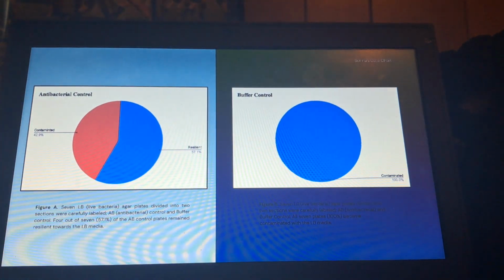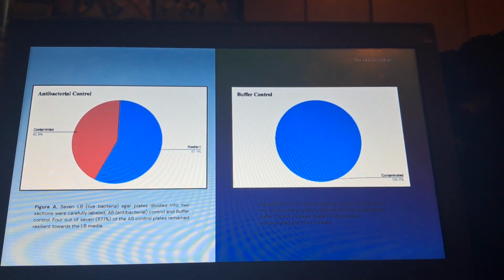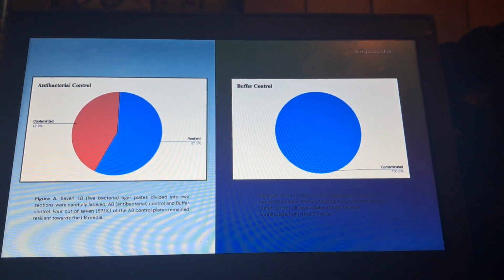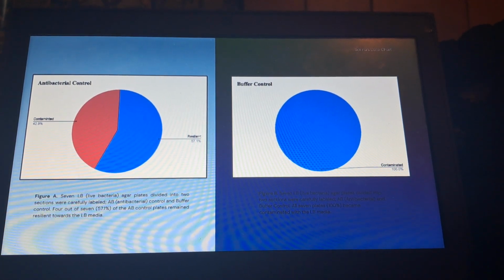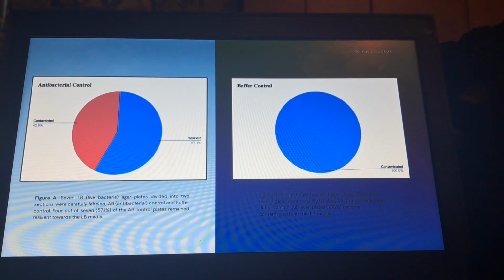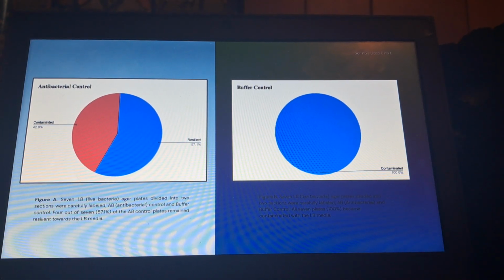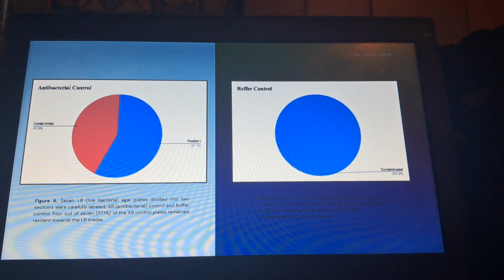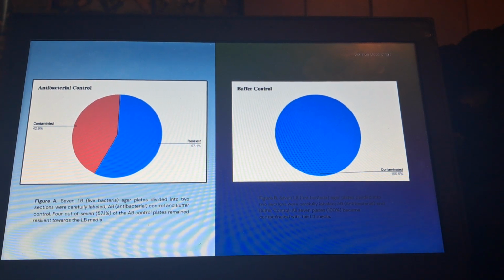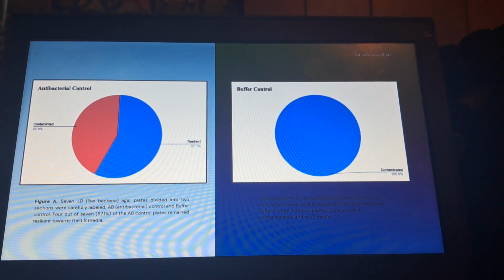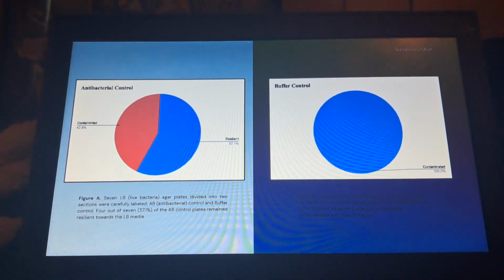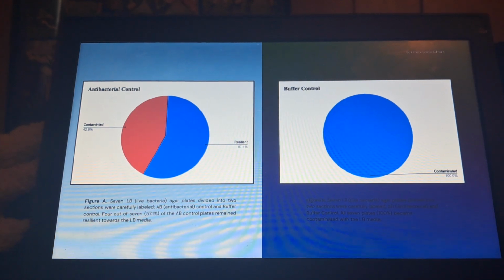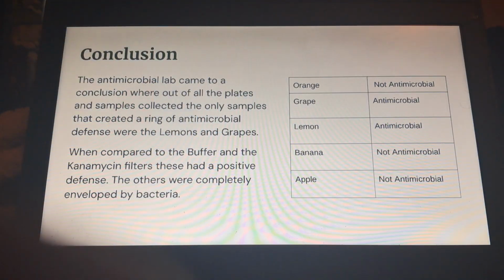So this is kind of a graph we have of some of the buffer and controls that we had for the contamination. So we had the 7 live bacteria plates divided in 2 sections that are carefully labeled, antibacterial AB, and then the control. 4 out of 7, 57% of the AB control plates remain resilient towards the LB media. And then you have figure B, which is the control, which is going to be always contaminated because it's the control. So there's a little bit of a breakdown for you on what we have for our graphs.